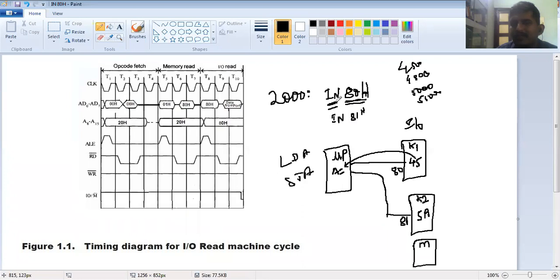So did you understand what IN 80 and IN 81 are? Do you want me to repeat this? If you want me to repeat, please mention repeat in the chat box.